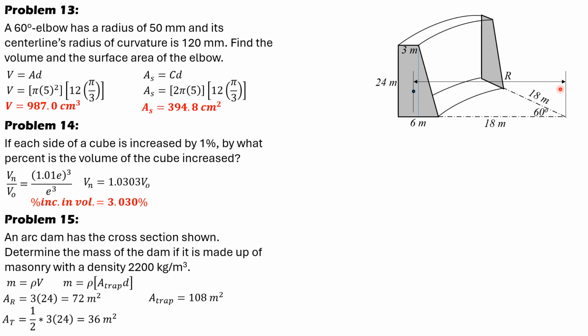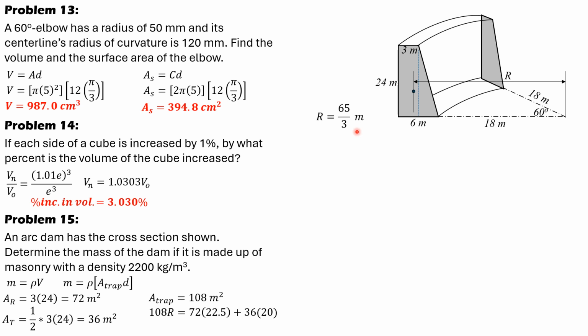108 times r equals area of rectangle 72, distance of rectangle from axis of rotation is 24 minus half of 3, 1.5, so 22.5. So 108 times r equals 72 times 22.5 plus 36 times 20. For the centroid of the triangle, this is 1/3 of 3, which is 1, plus 3, 4. So 18 plus 6, 24 minus 4 is 20. So that's why you have 20 here. So r therefore is equal to 65 over 3 meters.